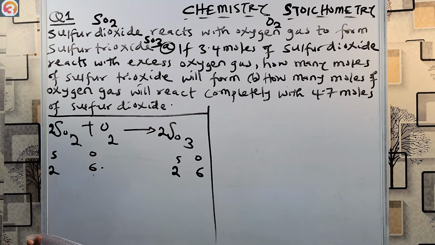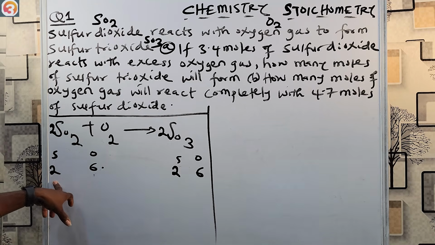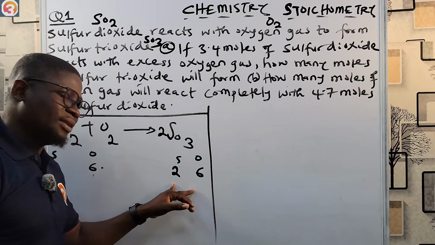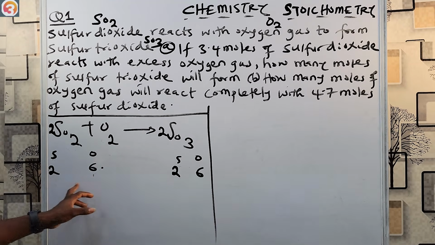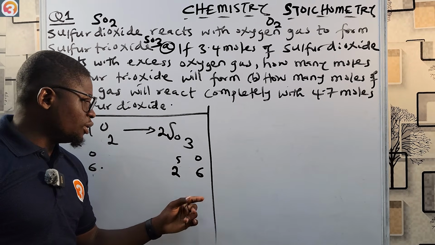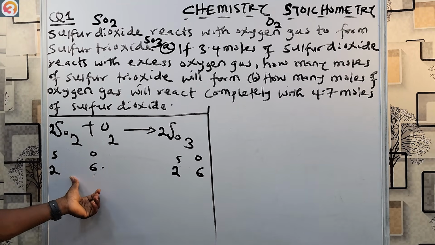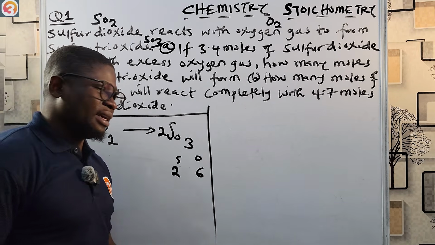So you see that now the number of atoms of sulfur on the reactant side and the number of atoms of sulfur on the product side is the same too. The number of atoms of oxygen on the product side is 6. The number of atoms on the reactant side is also 6. So now we have a balanced chemical equation.